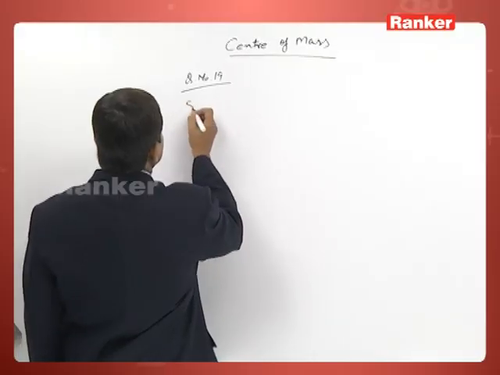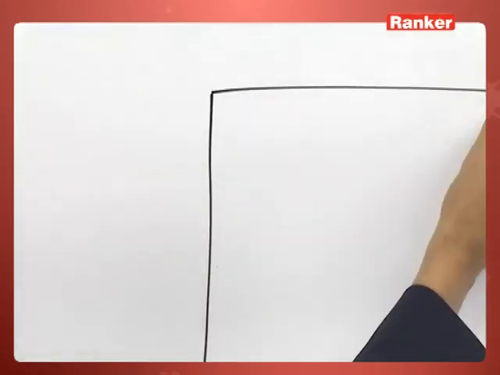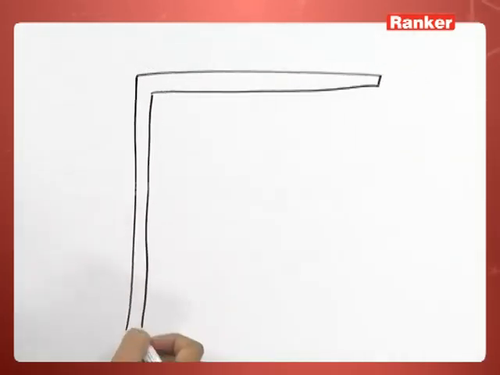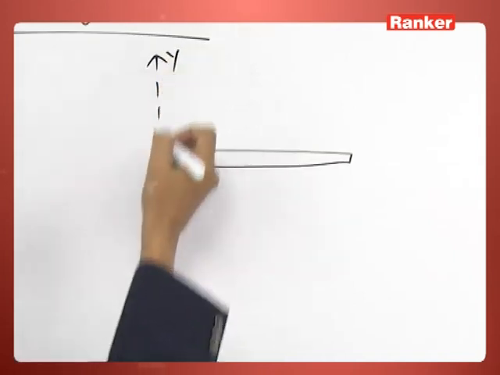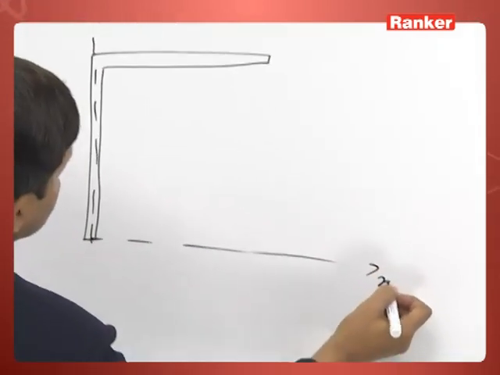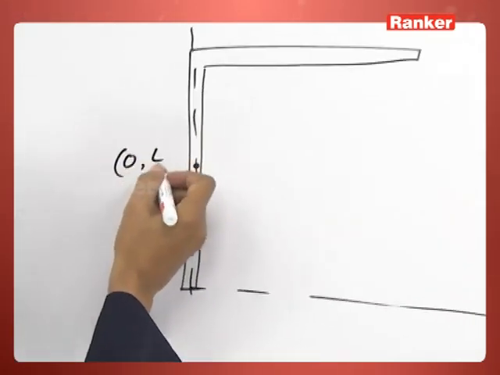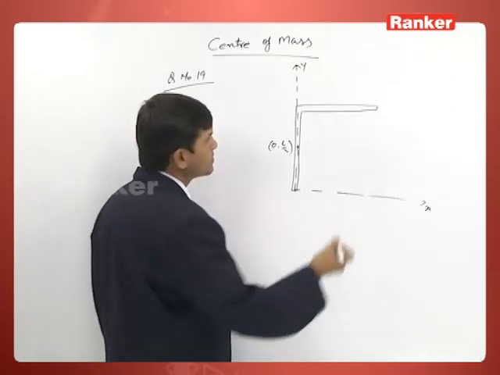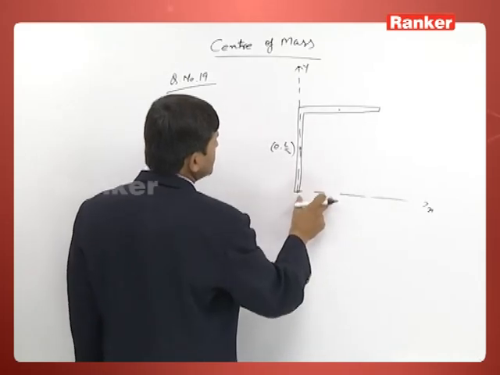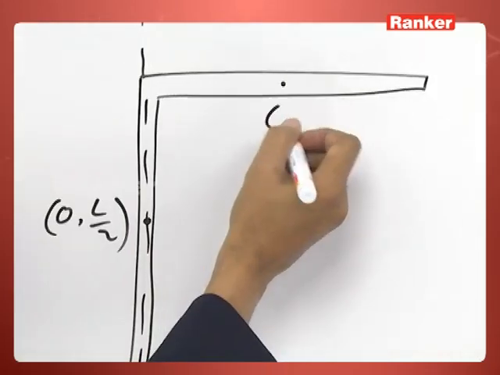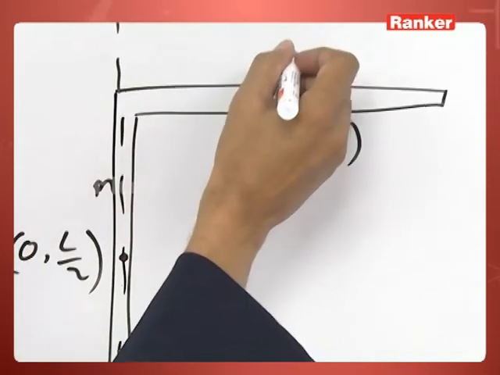See the solution here. The rod has an L shape. It is given like this. This type of shape is given, and this is taken as the y-axis. This is the x-axis. So this part of the rod has its center of mass somewhere here at coordinate 0, L by 2. This part has its center of mass somewhere here. So this is L by 2 and this is L. The coordinate of this is L by 2 and L. The mass of this is M. This will also be M.